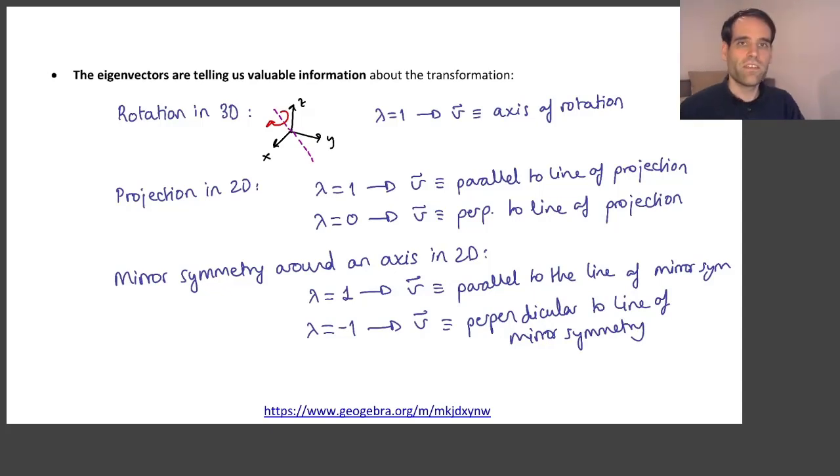So as you can see, in general, when you calculate eigenvalues and eigenvectors for a certain transformation, it is very likely that you will get an insight as to what this transformation is actually doing.